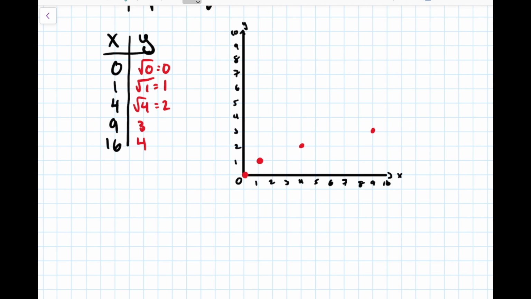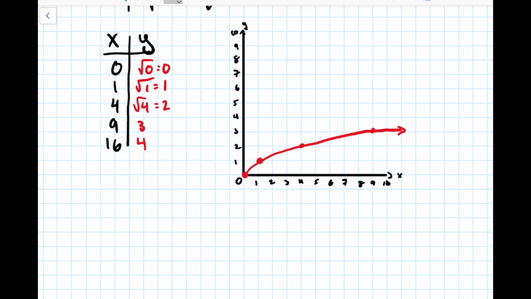So just like when we were doing quadratics, you might notice that this is going to make some kind of a curve. So do your best to put something that looks roughly like that through your points. It should hopefully be maybe a little bit smoother than that, but that's our general shape. And so there we go. That is our first radical function.